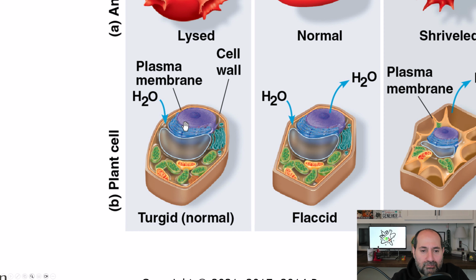And in a plant cell, this is what's strange. Plant cells actually prefer it. Plant cells want water to rush into the cell. And so the plant cell can become nice and firm. This is known as a turgid or normal plant cell. This is the preferred state for a plant cell. All right, so now you know.